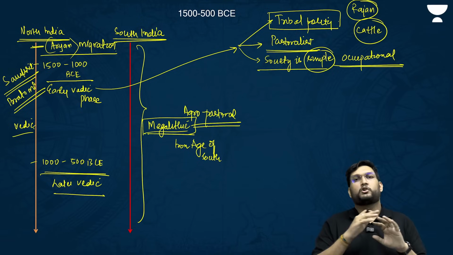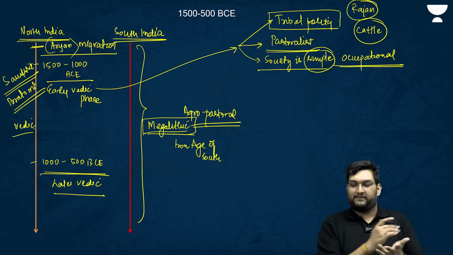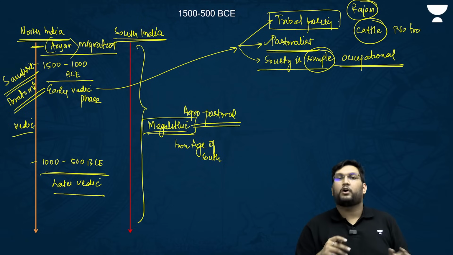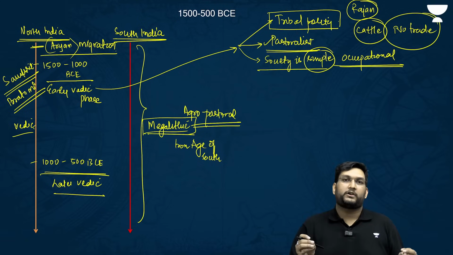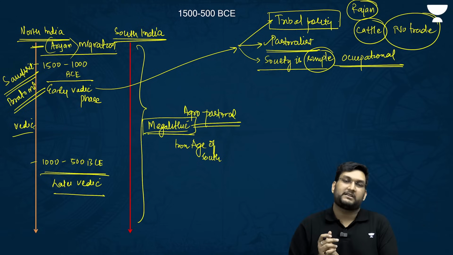Pastoralist, no taxation, and there is a regression from the Indus Valley civilization as there is no trade itself, neither internal nor external. In that regard, no trade. No currency existed till this point of time. Whatever we discussed previously, currency will only exist after the Mahajanapada phase, with punch-marked coins.